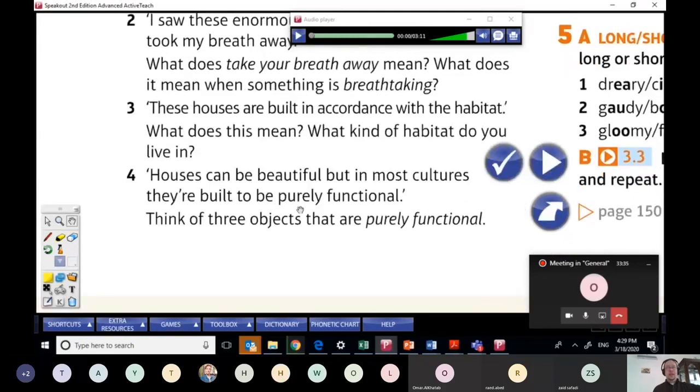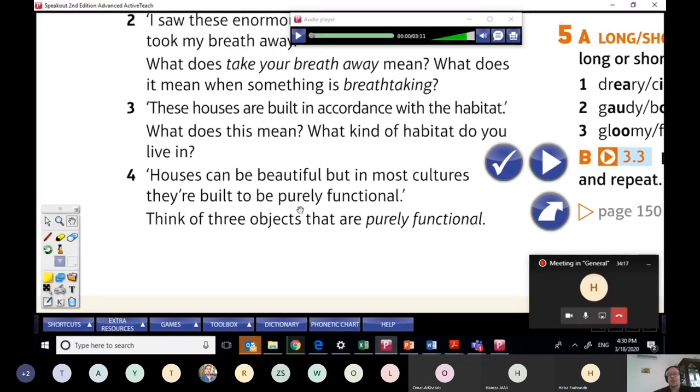Yes. And number four, houses can be beautiful, but in most cultures, they're built to be purely functional. What does it mean to be purely functional? Not fancy or something. They only do the job. Exactly. The job. Yes. Good. They only want to be perfect, and they have all they need in the house, not only the design and the beautiful thing from the outside. Good. So it's just something practical, useful.